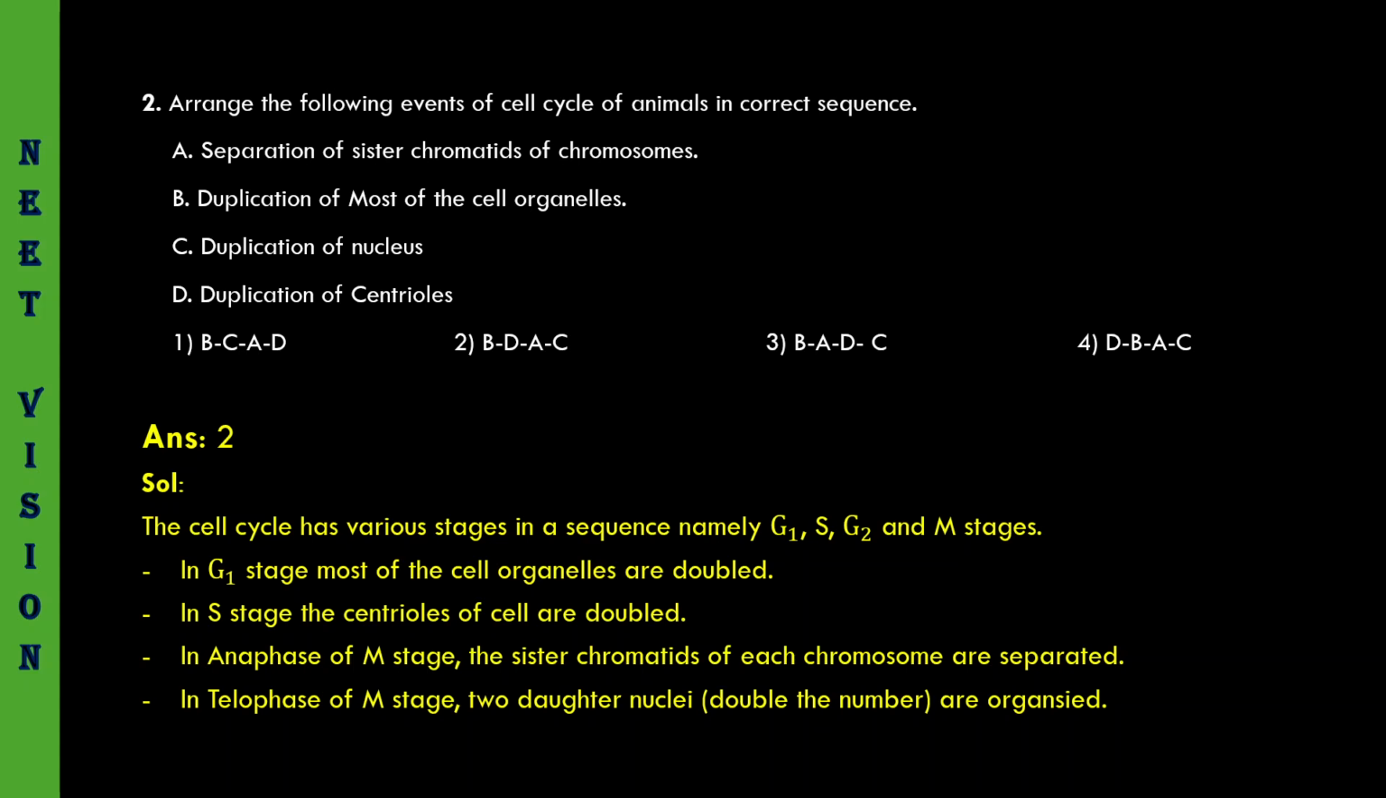Right? The cell cycle has various stages in a sequence, namely G1, S, G2, and M stage that you know. In the G1 stage, most of the cell organelles are doubled. In S stage, the centrioles of the cell are doubled. In anaphase of M stage, the sister chromatids of each chromosome are separated. In telophase of M stage, two daughter nuclei are organized.